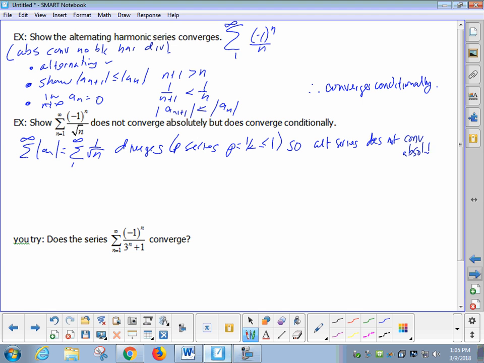Because of that, the alternating series does not converge absolutely. If it doesn't converge without the negative, then the alternating series does not converge absolutely. You with me? Right? So I proved the first part of the question, does not converge absolutely. Now the conditional part. Yes, ma'am.